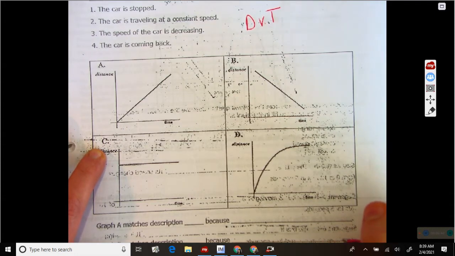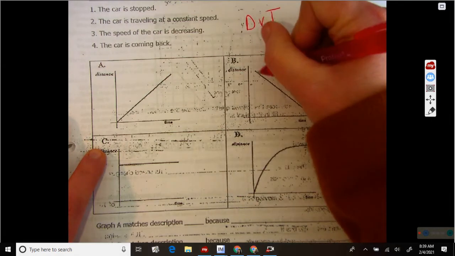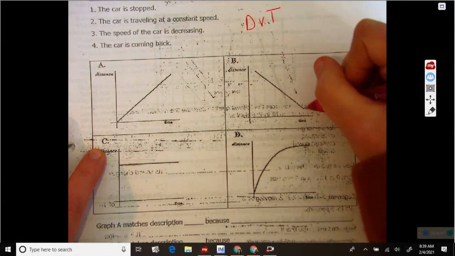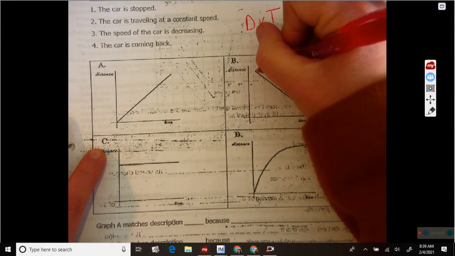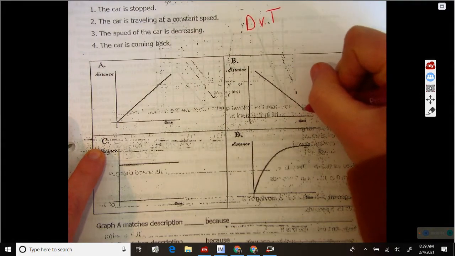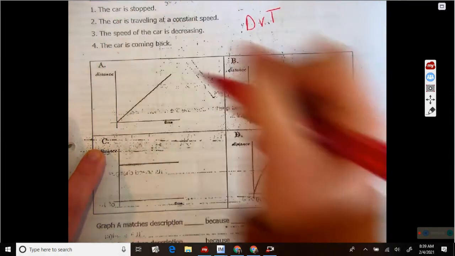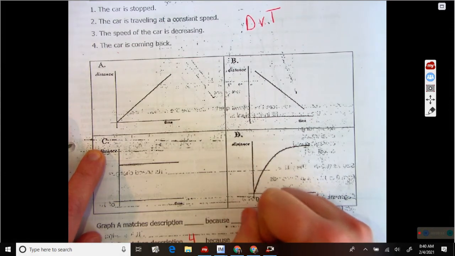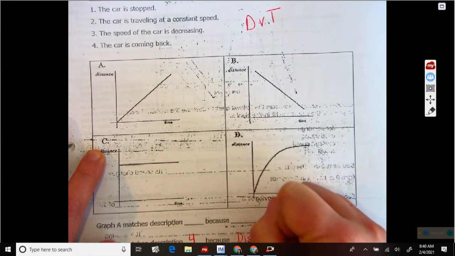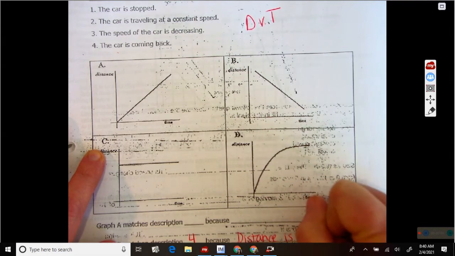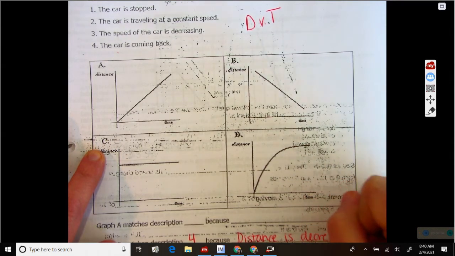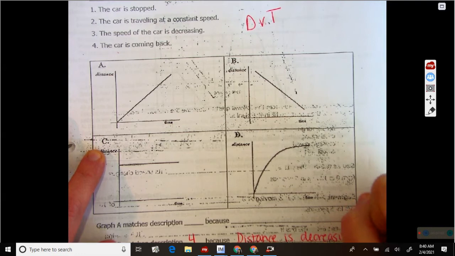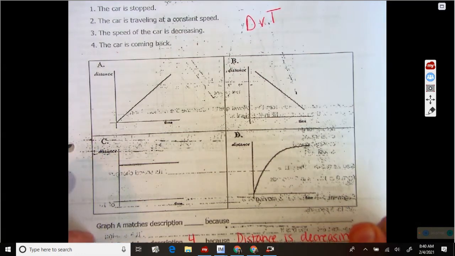And let's see, graph B, our distance is decreasing. So remember we said if our distance is decreasing, that means we're turning around and coming back. So B would equal 4 because distance is decreasing. All right, now we only have A and D left, and we have 2 and 3 left.